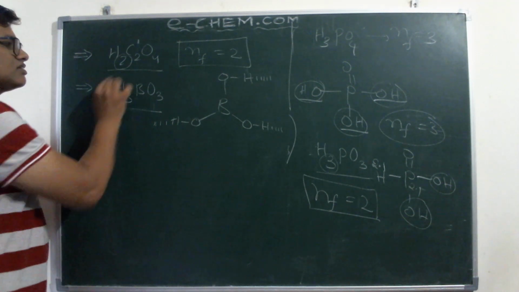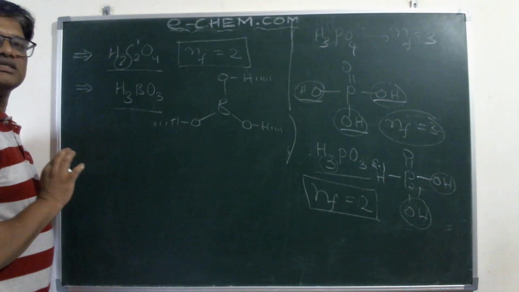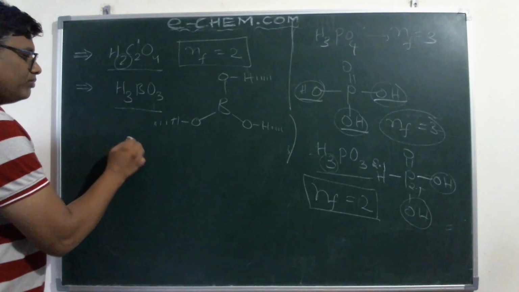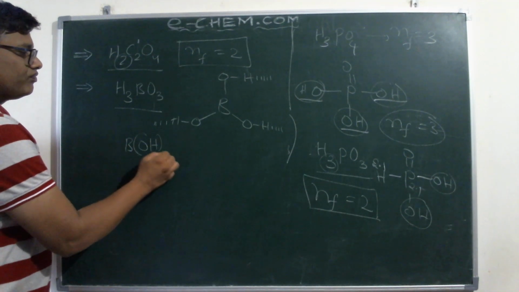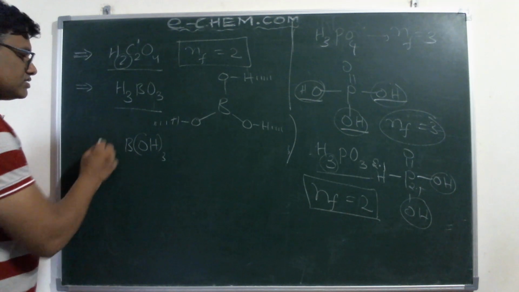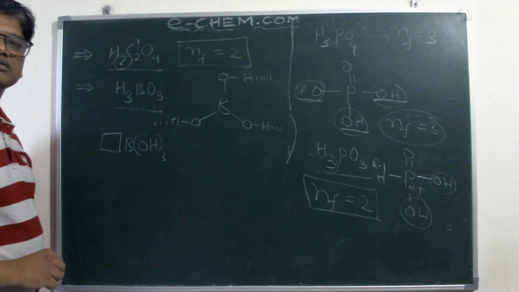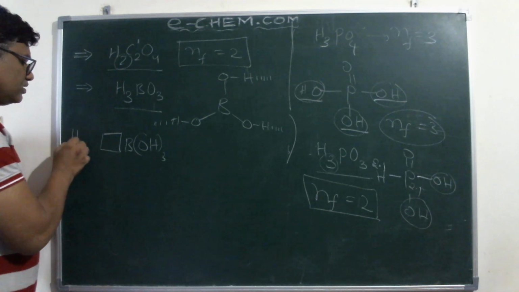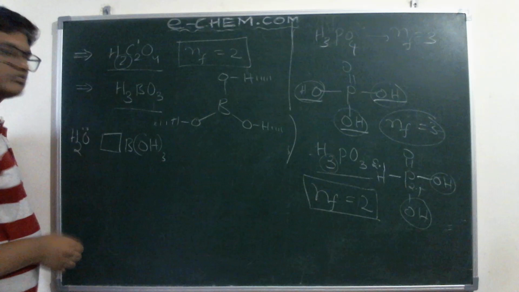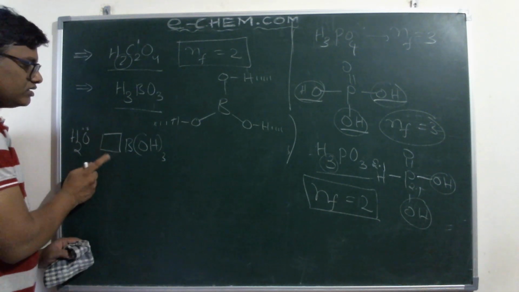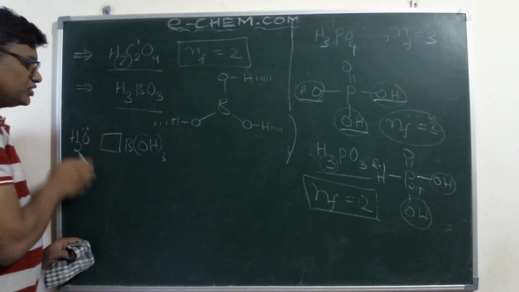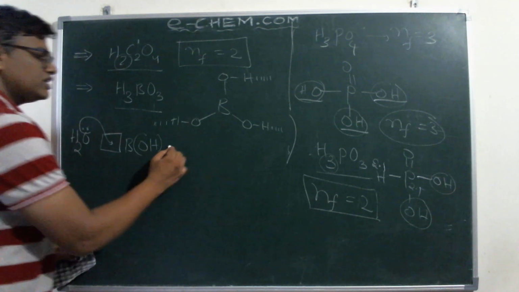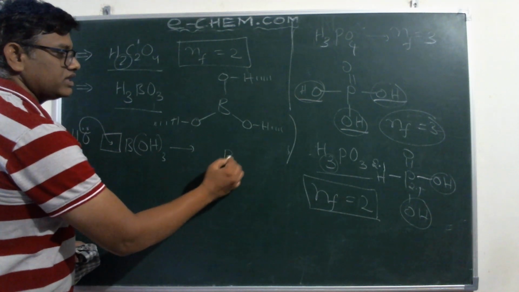However, this compound is a weak acid and can release only one hydrogen in water. Let's see how. This molecule acts as a Lewis acid, an electron deficient molecule, in which the boron readily accepts a pair of electrons from the water molecule. This boron has an empty p orbital which readily accepts a pair of electrons from the water molecule, so that it forms the structure like this.